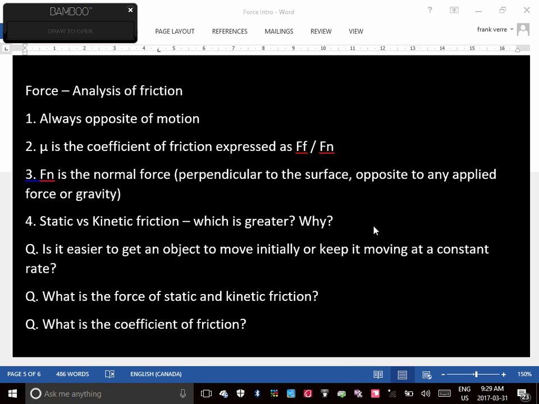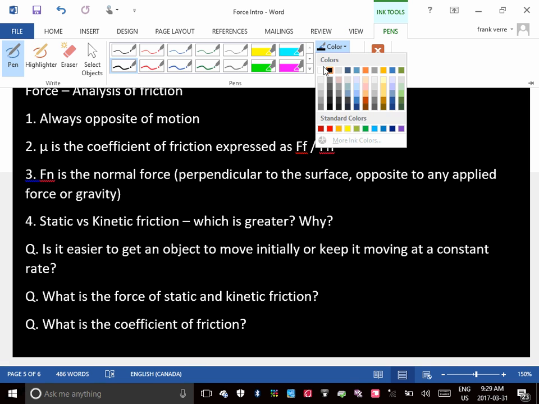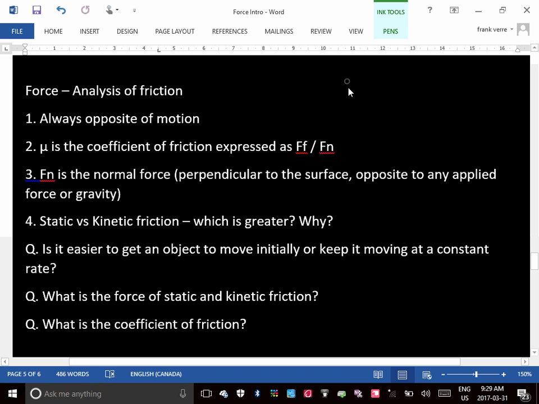Some concepts that are quite important, and I'm going to really briefly talk about those concepts. One is it's always going to be opposite of motion. So when you identify which way something is moving, friction is always going to be the opposite direction. If it's moving north, friction will be pointing south. If it's moving northeast, friction will be pointing southwest. Always opposite.